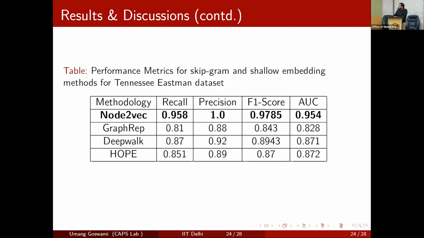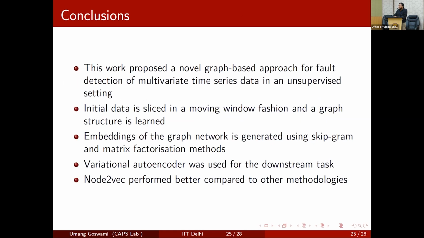For the Tennessee Eastman dataset, this is the conclusion of our work, where we said that we are extracting the graph in a sliding window fashion. Embeddings are generated, and a variational autoencoder was used for the downstream task, and node2vec performed the best.